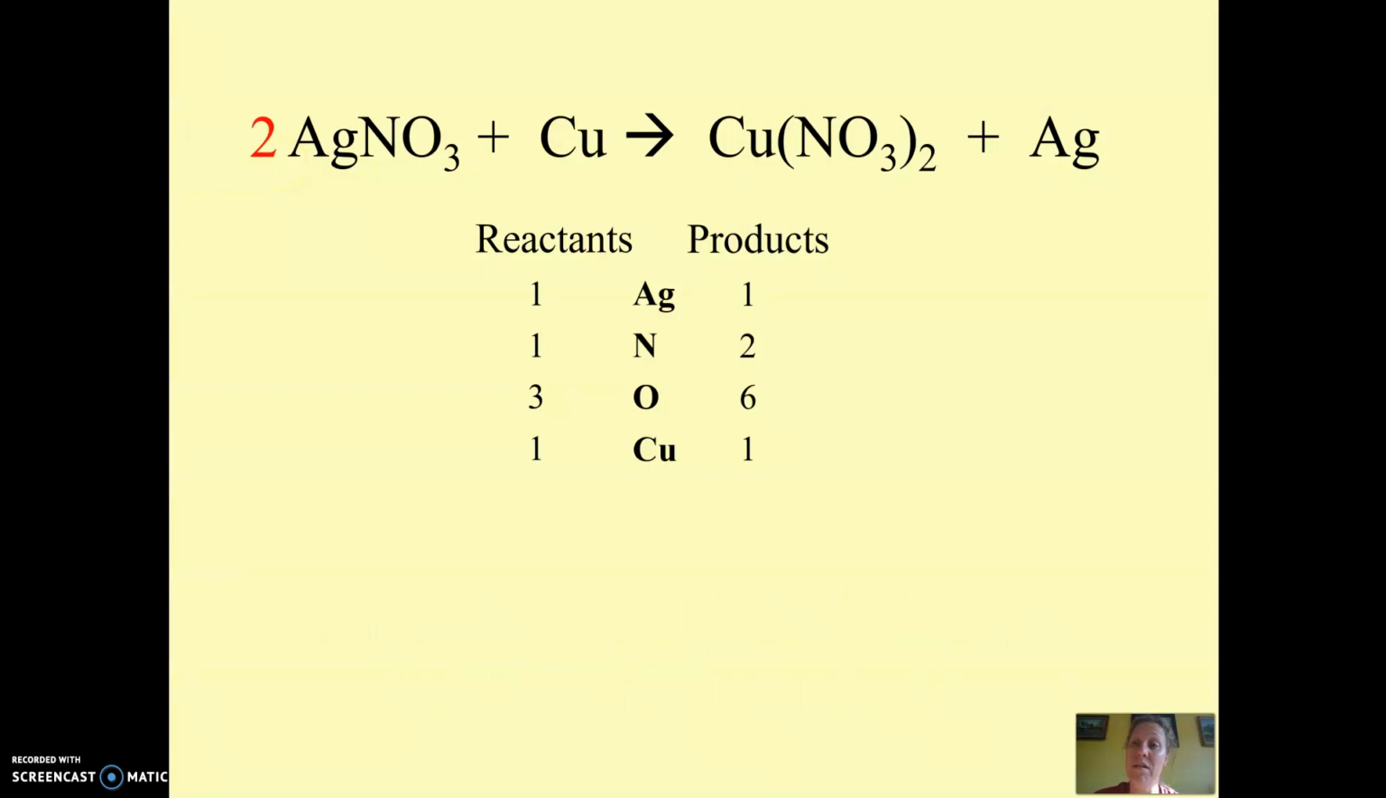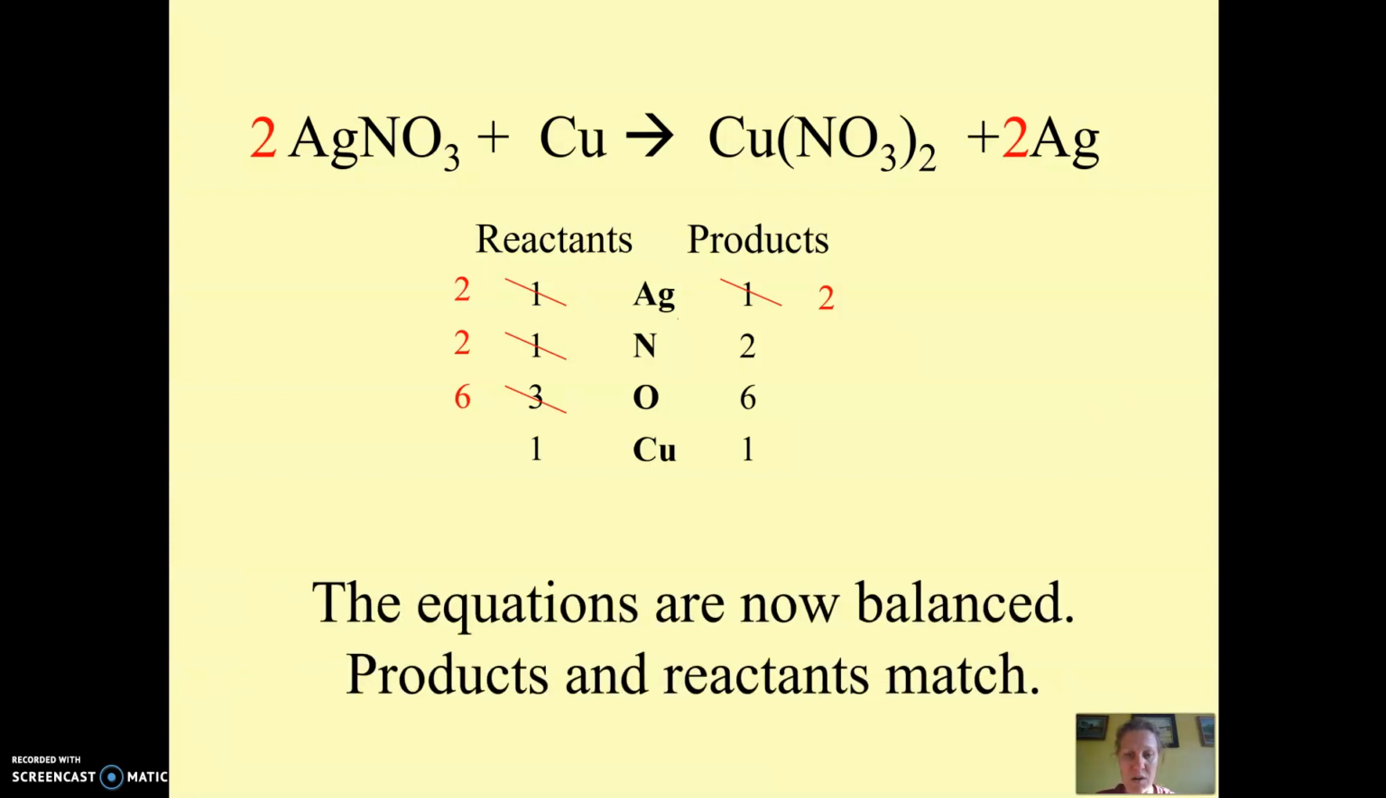But the problem is, as soon as you put a number in front, you have to re-inventory that chemical. So that changes silver to 2, N to 2, and O to 6. Then I fix 2 things: the Ns and the Os are okay, but I messed up the Ag. So then I go over and fix that. 2 Ag, and that's it. Then that changes that to a 2, and now everything matches up. Products and reactants match, and the equation's balanced.